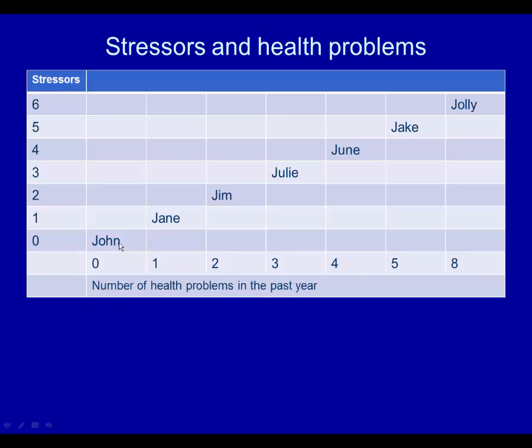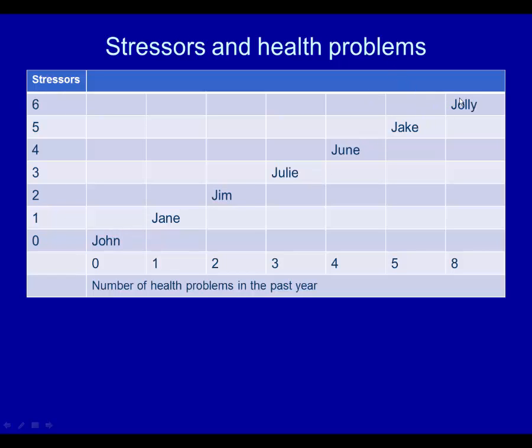Look here, we have, see, John, right here, has 0 stressors and 0 health problems. Jane has 1 stressor and 1 health problem. So as you see, as you move up here, there is a perfect relationship between the two variables. The more stressors you have, the more health problems you have. And that relationship is perfect.